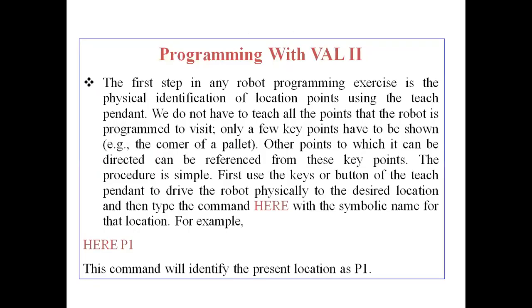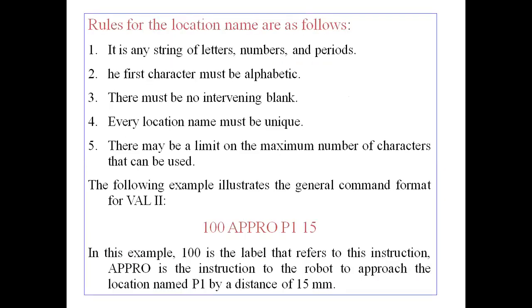So we'll have steps involved in the programming. The first step is the physical identification of location points. That is, we should not teach all the points the program has to visit. Only a few key points alone have to be taught, and other points are deduced from the referenced ones. The procedure will be very simple. First, we use the keys or the buttons in order to drive the robot physically. At the same time, we can type the command here. For example, this command will identify the present location.